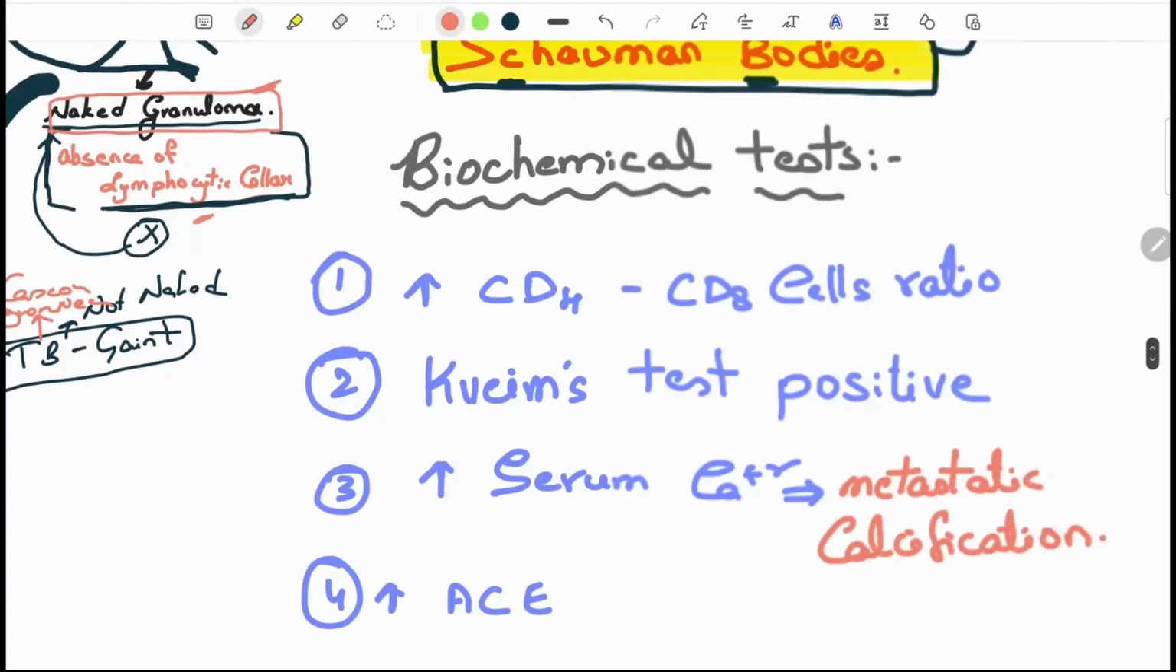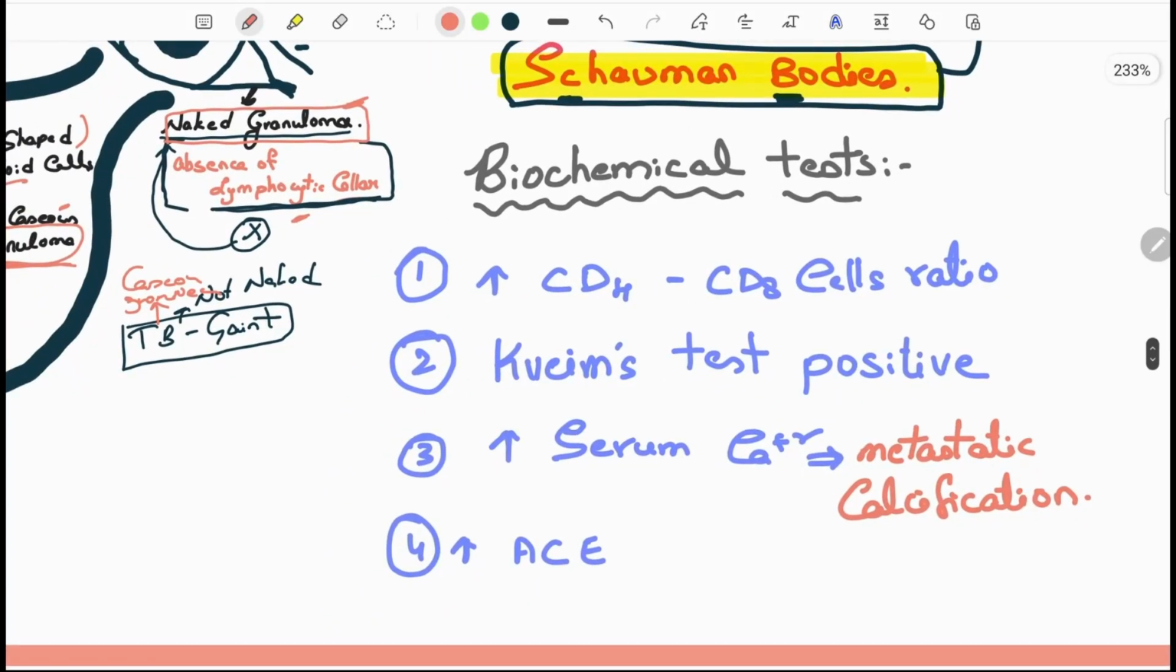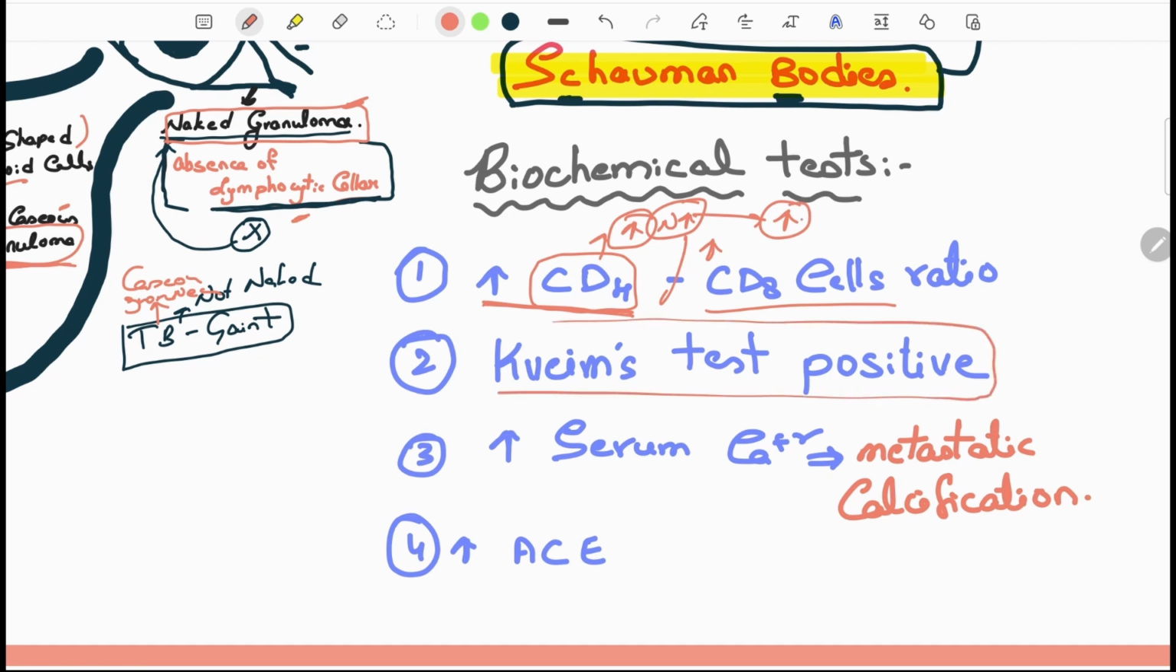Okay, now let's go into the biochemical tests. In biochemical tests we already discussed that there will be an increase in the CD4 to CD8 cells ratio. The ratio will get increased because CD4 cells are getting increased. Okay, the numerator is getting increased, hence the overall ratio will get increased. Next one is Kveim's test is positive. Next one is serum calcium is increased.